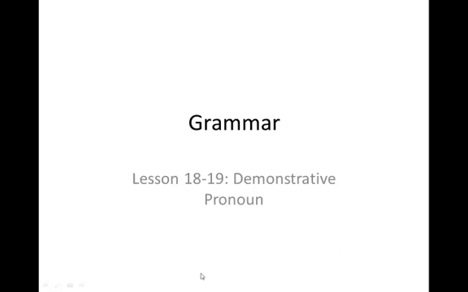Bismillah ar-Rahman ar-Rahim. For the grammar lesson, we're going to do demonstrative pronouns, which is lesson 18 and 19 in the grammar textbook for the course.